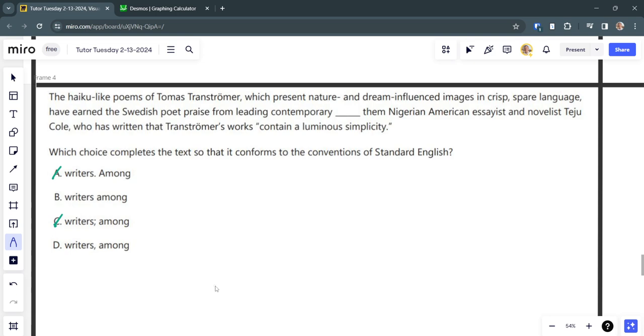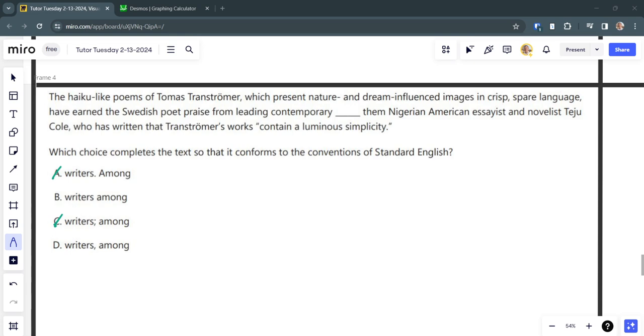So one thing I notice here is that there's a supplementary phrase here. The main phrase is the haiku-like poems have earned the Swedish poet praise from leading contemporary writers. The supplementary phrase here is "among them, a Nigerian-American essayist and novelist." So it's kind of specifying an example here.